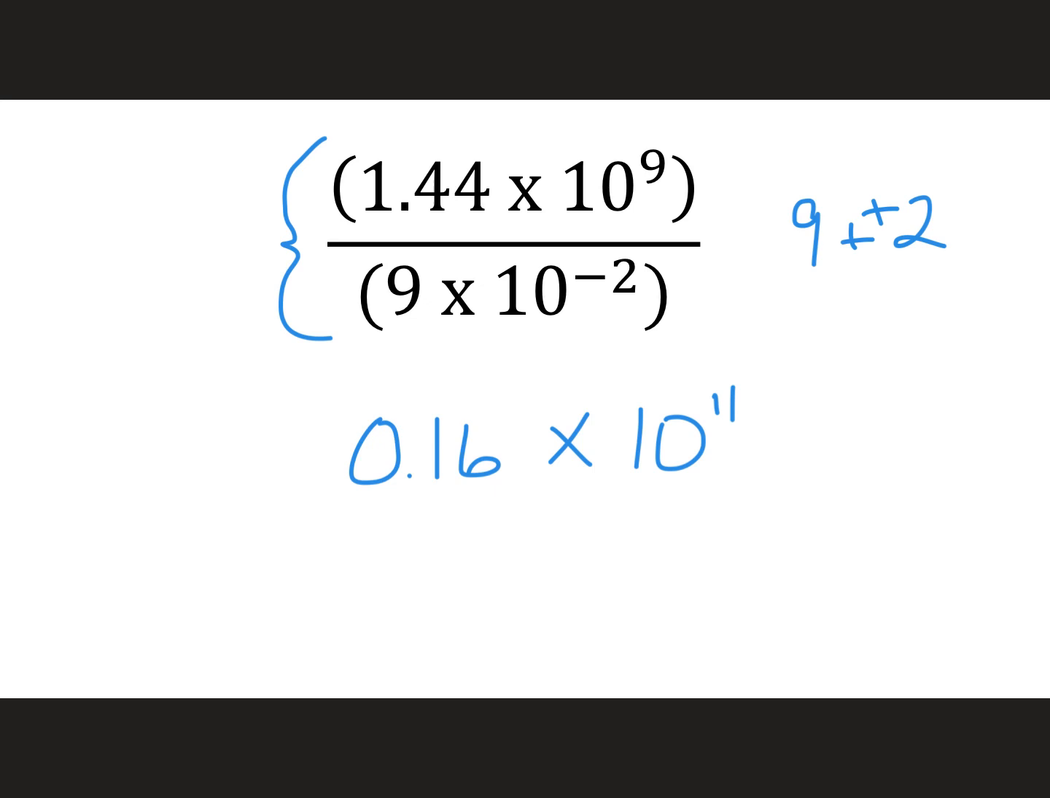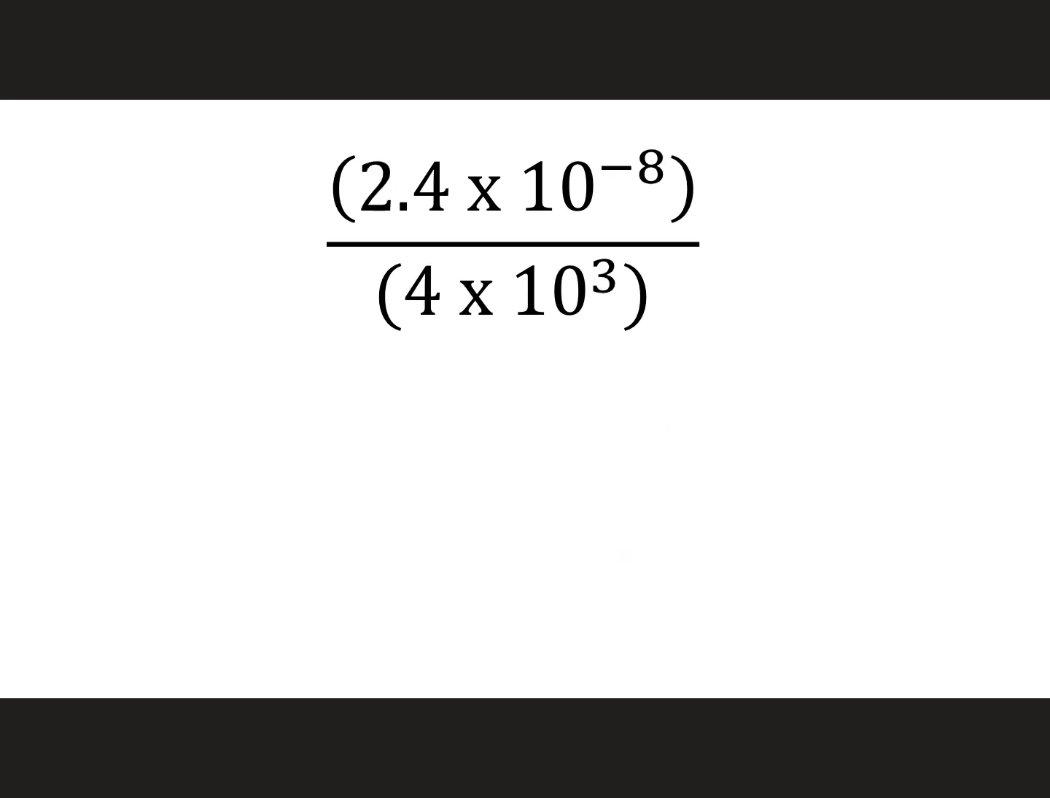Nope. Now we have that problem with this number right here has to be a number between 1 and 9, and it's not. So what I'm going to do is I am going to move my decimal to the right once, making that bigger, so 1.6. But if I make the number bigger, I must make the exponent smaller by the same amount. So times 10 to the 10. There you go. Try this one on your own and come back and see if you got the right answer.